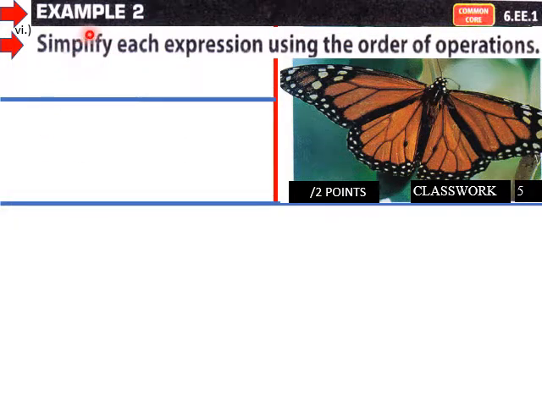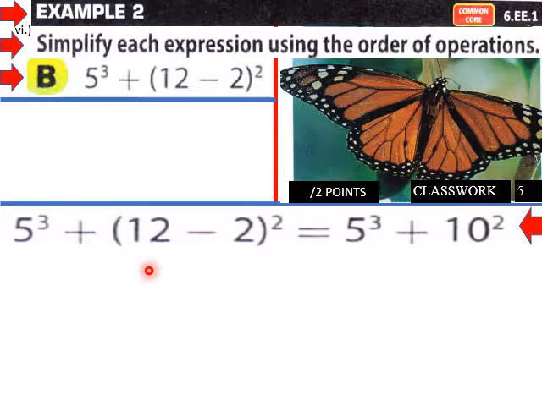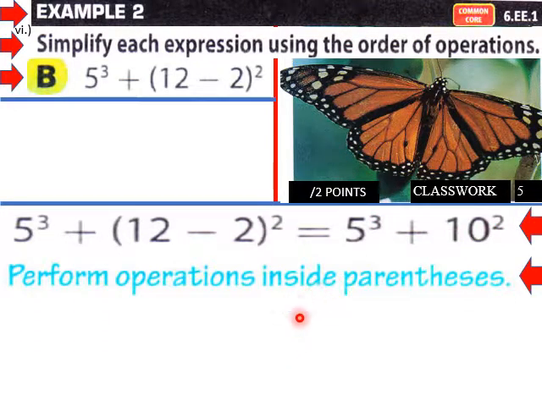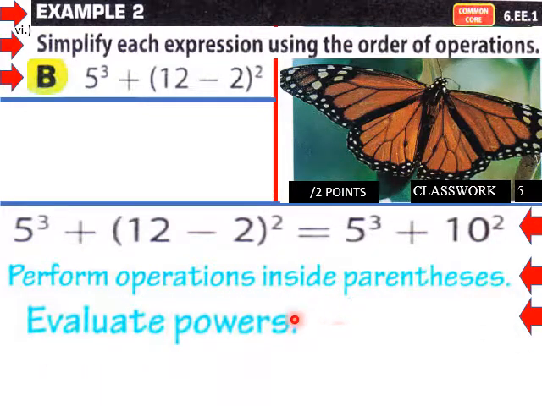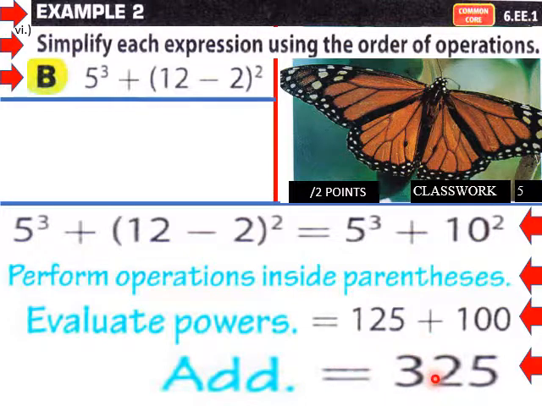Example 2. Simplify each expression using the order of operations. So 5 to the third power plus 12 minus 2 in parentheses to the second power. So our first step would be to do what's inside the parentheses, which would be 12 minus 2, which is 10, squared. So we have 5 cubed plus 10 squared. So perform operations inside parentheses, and then we evaluate the powers here. So 5 cubed would be 125. 10 squared would be 100. Then we add these two quantities.